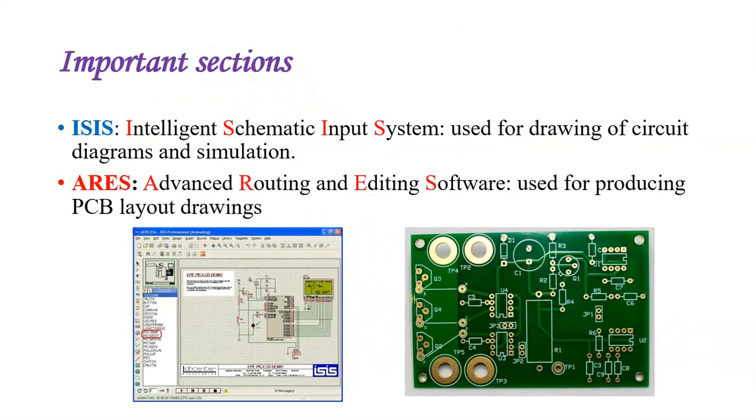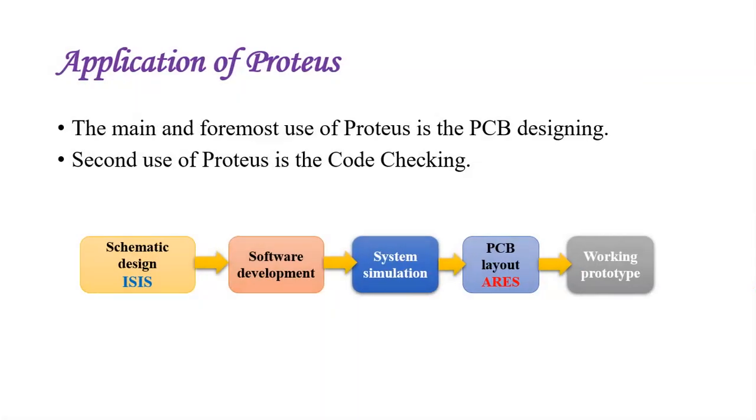So there are two important sections on Proteus simulation software. The first section is ISIS, which stands for Intelligent Schematic Input System. This area is used for development of circuit diagrams and for simulation purposes, and most of the time it is called the schematic capture section. The second section is ARES, which is advanced routing and editing software. This area is basically used to develop printed circuit boards. So these are the two important sections in Proteus simulation software.